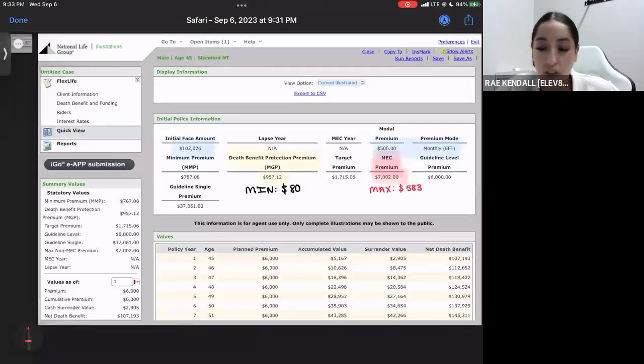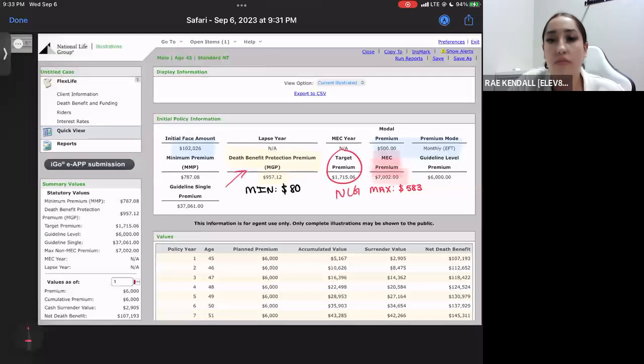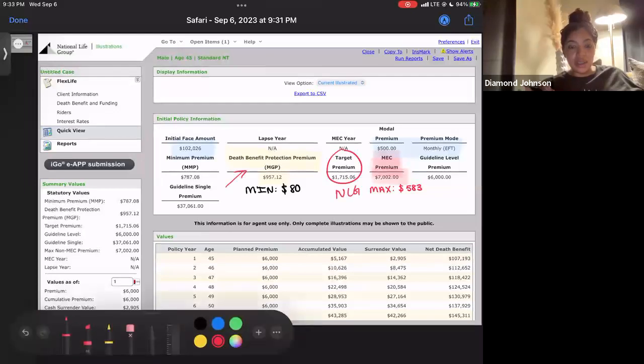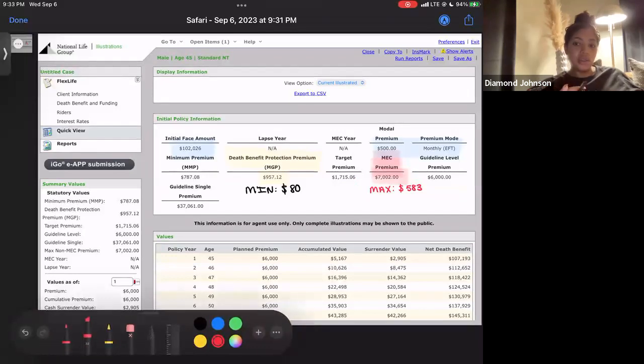Perfect. The only thing is the target is NLG's. Oh, okay, I got that part wrong. This one is just the minimum to keep the policy open, basically just the cost of insurance. Yep, you wouldn't be investing anything into the S&P index. Okay, so I got those backwards.